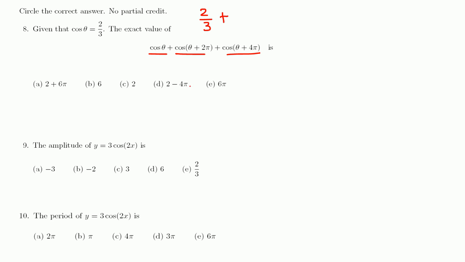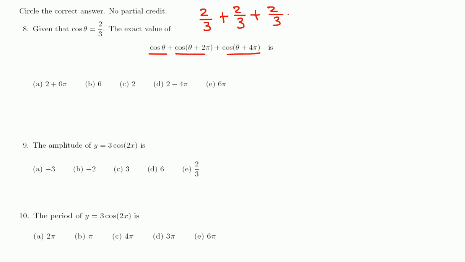As we know, sine and cosine have a period of 2 pi. So when we add 2 pi, which is 360 degrees, to any angle, we are back in the same place, so same value. So cosine of theta plus 2 pi is the same as cosine theta, and cosine theta is 2/3. So this is 2/3. Theta plus 4 pi, that's double 2 pi, going around twice, back to the same place, cosine theta. So 2/3.